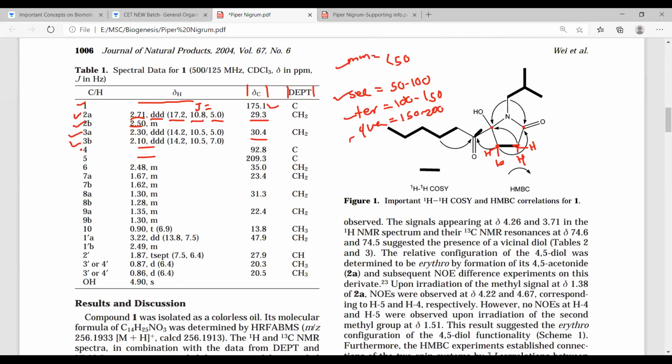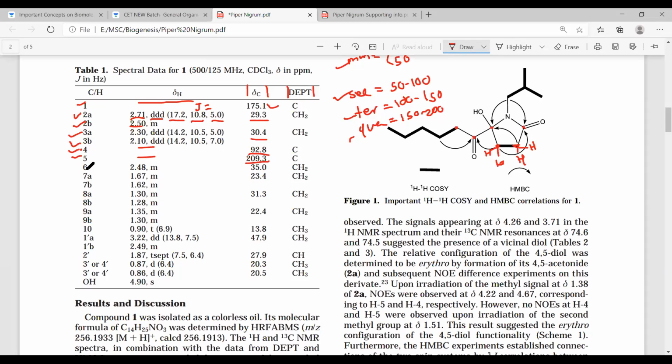Same with the 5 number carbon. For 4 number carbon, the carbon 13 value is 92. And the quaternary carbon, the 5 number carbon, is 209, right? So you can plan accordingly. Then we'll discuss the 6 number. 6 number is again CH2, so the proton NMR value is 2.48. The carbon 13 value is 35, and it is CH2.